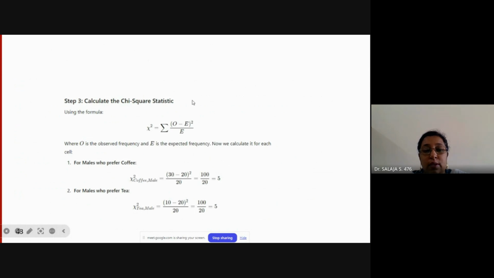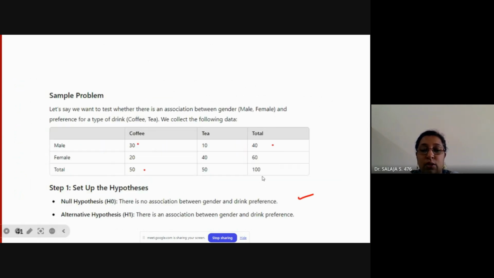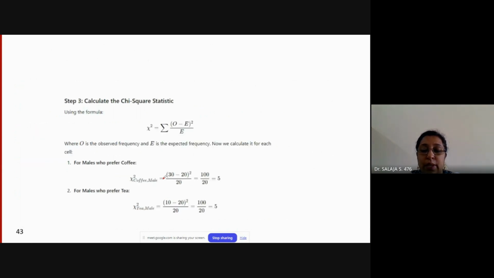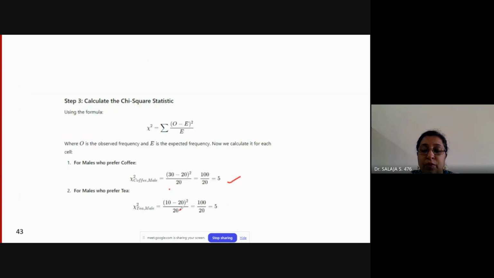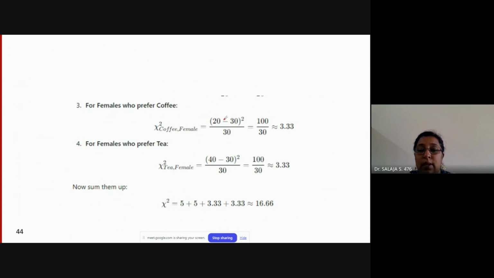Now the next one is the observed preference, where you talk about the chi-square value. Coffee with male is only 30, and the expected occurrence is 20. So what we'll do is 30 minus 20, the whole square, divided by 20, where you get the chi-square value to be 5. Similarly here again the value is 10. So 10 minus 20, you get the value as 5, and then it is 20 minus 30, 40 minus 30, the whole square.